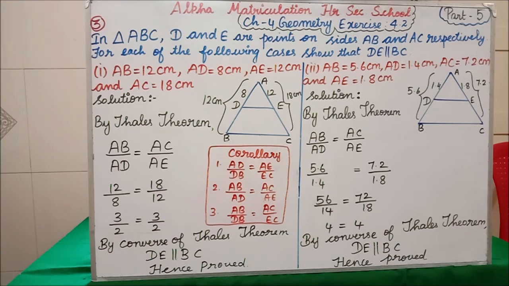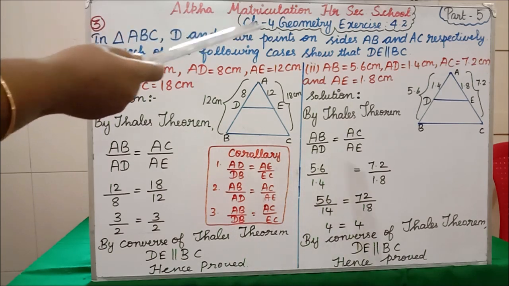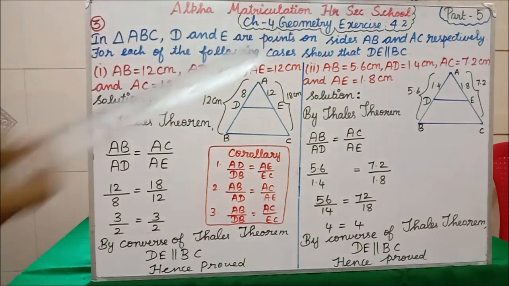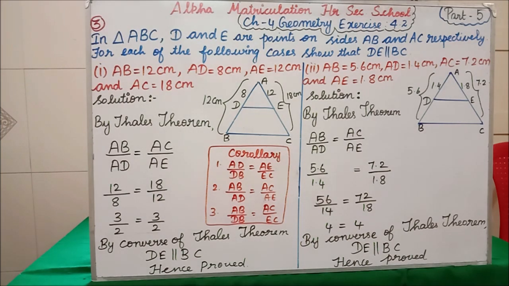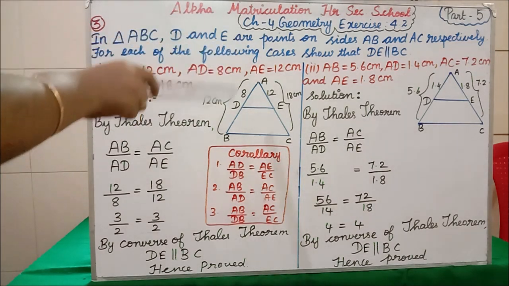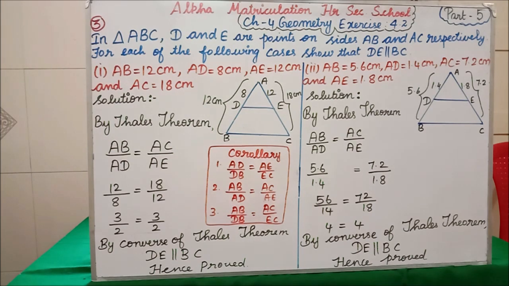We have completed up to the first question and second question. Okay, now we'll see the third question. In triangle ABC, D and E are points on sides AB and AC respectively. They are given. See, this is a triangle ABC.